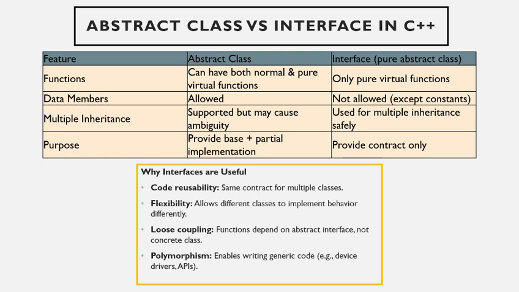Now why do we use abstract classes and interfaces, and how are they useful? They are used for code reusability, flexibility, loose coupling, and also polymorphism, as we discussed.